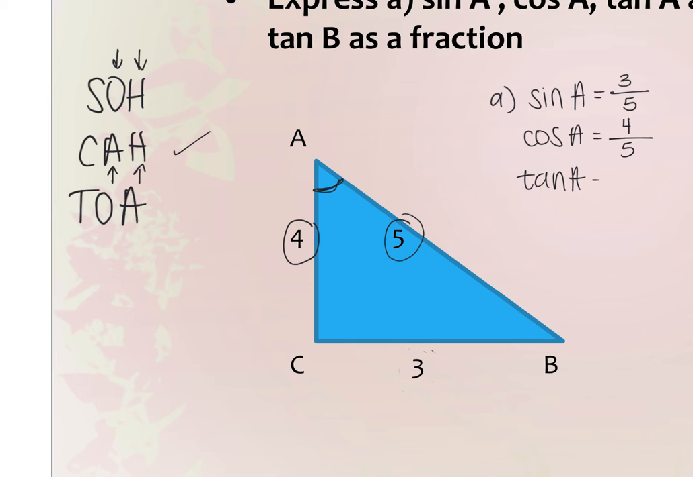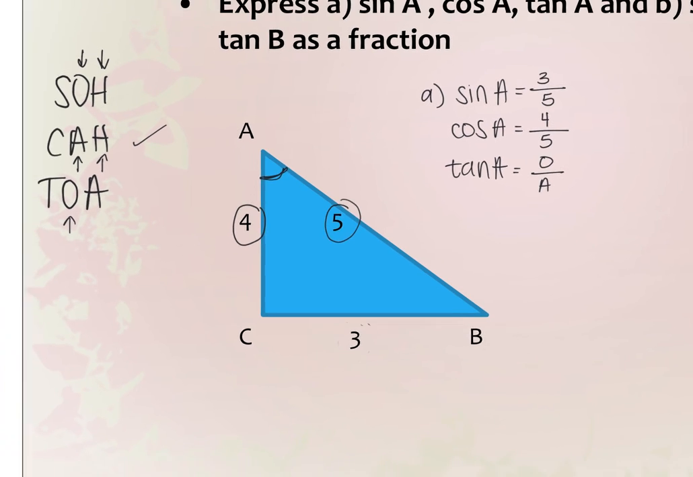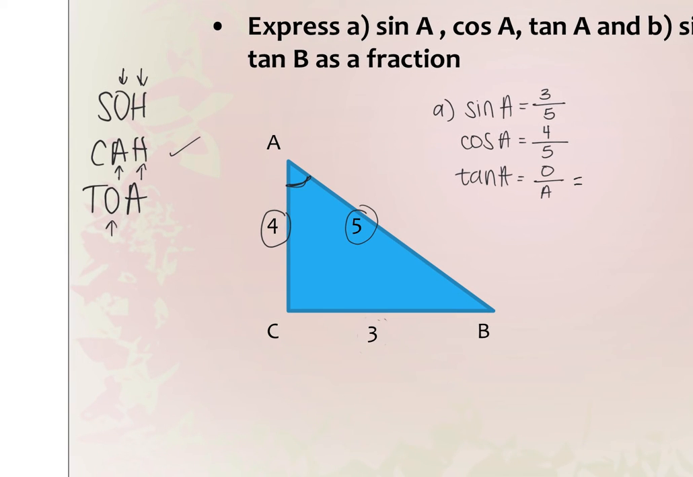And the tangent of A. So tangent, we need to look for the opposite over the adjacent. And in tangent of A, what's opposite angle A? The 3. And what's the adjacent leg? 4. 3 over 4.